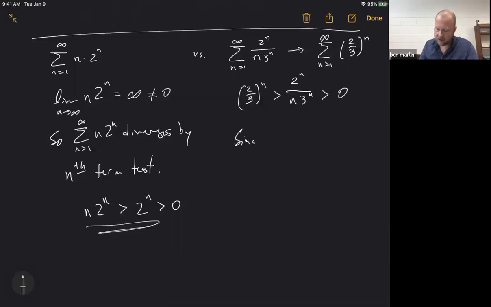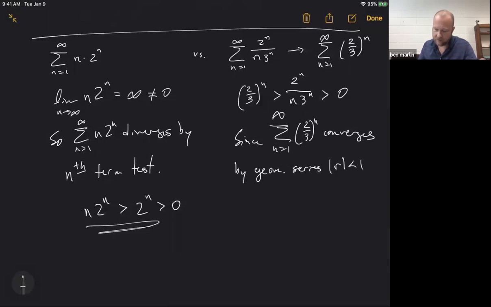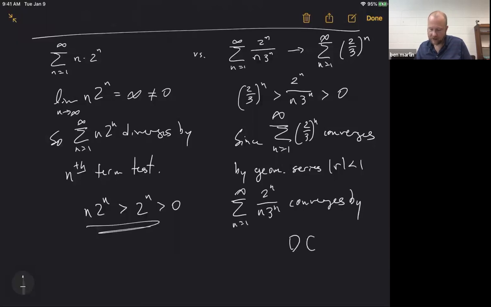So since summation n equals 1 to infinity, 2/3 to the n converges by geometric series, with the r being less than 1 in absolute value, we can conclude that the summation n equals 1 to infinity, 2 to the n over n 3 to the n converges by direct comparison test. Yay! And that gets us our examples, all right?